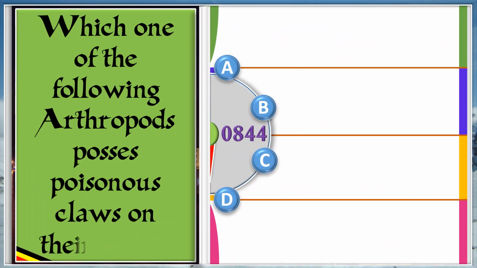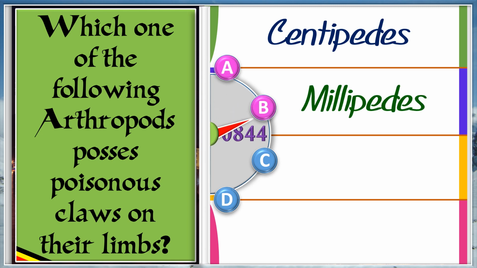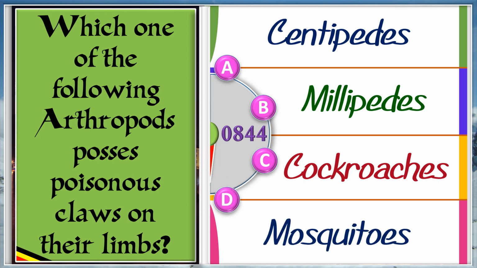Which one of the following arthropods possesses poisonous claws on their limbs? A. Centipedes. B. Millipedes. C. Cockroaches. D. Mosquitoes. And the answer is A. Centipedes.